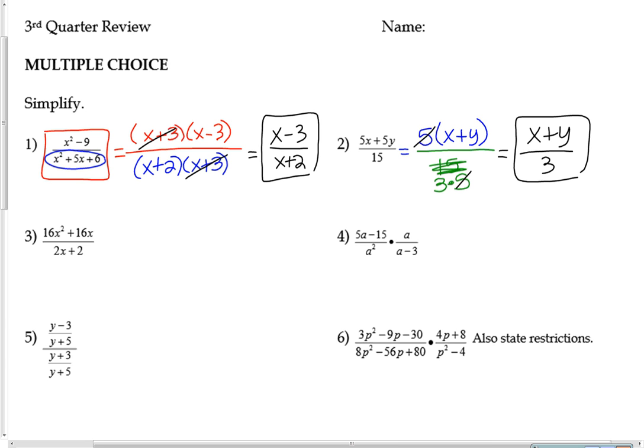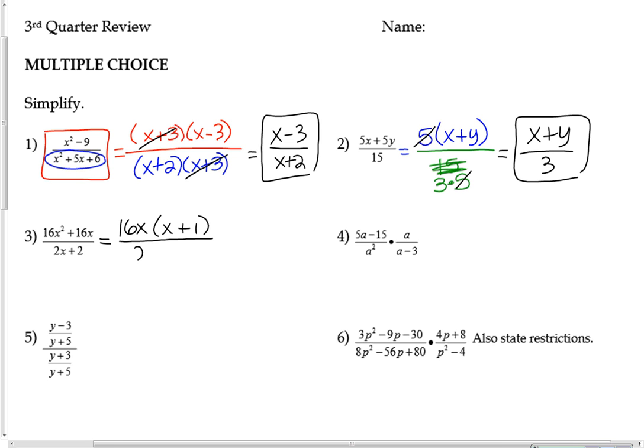Number 3 is another simplified problem. On the top, I have a GCF of 16x. If I factor that out, on the inside, I would be left with x plus 1. I need to be sure I leave the plus 1 in there. Otherwise, when I distribute the 16x back, I wouldn't have the original expression.